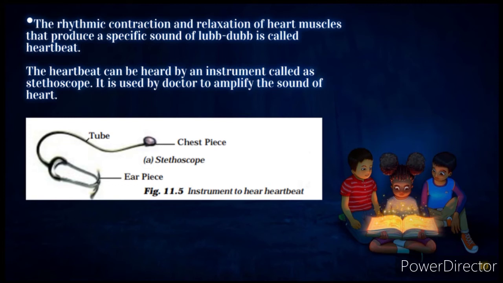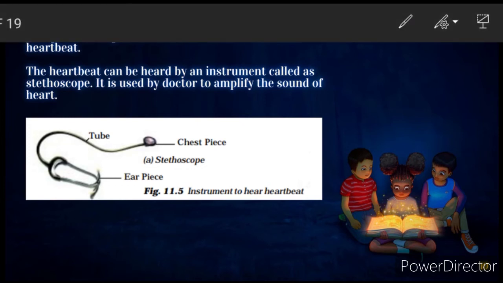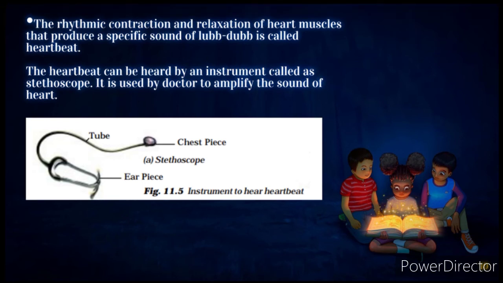So the definition for heartbeat can be the rhythmic contraction and relaxation of heart muscles that produce a specific sound of dub dub dub that comes out of your heart, right? Is called heartbeat, people. This is known as heartbeat. Okay, so what is heartbeat? Again, the rhythmic sound that is coming out of your heart, okay, due to the relaxation contraction of heart muscles, that is your heartbeat. Now, heartbeat can be heard by an instrument called a stethoscope.